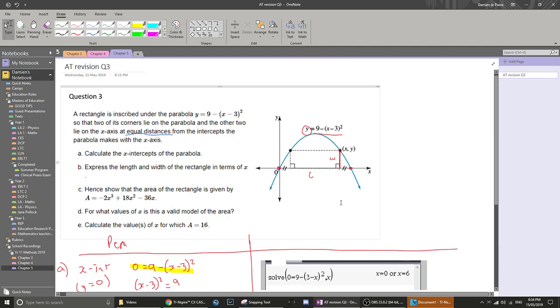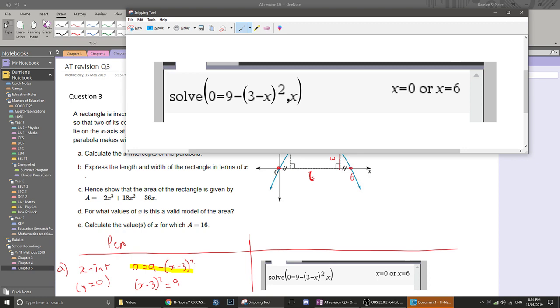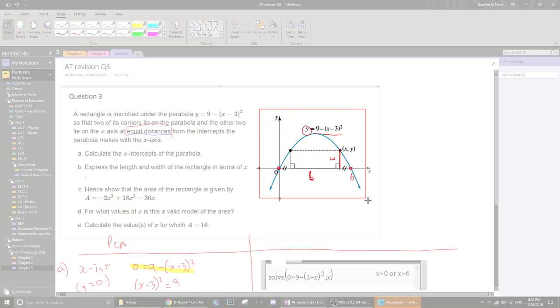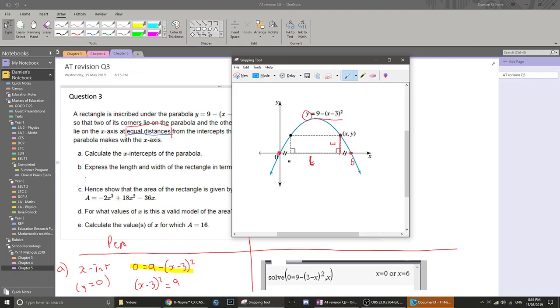What is this value here in terms of x? Figuring this out comes down to knowing it's at equal distances from the intercepts. We know that's 0, that's what we found out, and we know this one is 6. So we've got this midsection in here. I'm going to work you through how I went about it mentally, and I'm going to copy this so we can look at it a couple times.